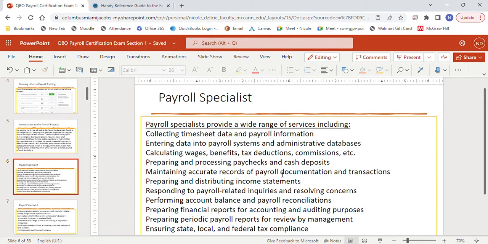Preparing and processing paychecks and cash deposits, maintaining accurate records of payroll documentation and transactions, preparing and distributing income statements, responding to payroll-related inquiries and resolving concerns. So if somebody calls, let's say you work for Paychex, one of your clients might call and say, we have somebody questioning their paycheck, and you can go through or resolve any concerns they may have. Performing account balance and payroll reconciliations, preparing financial reports for accounting and auditing purposes, preparing periodic payroll reports for review by management, ensuring that state, local, and federal tax compliances are met.